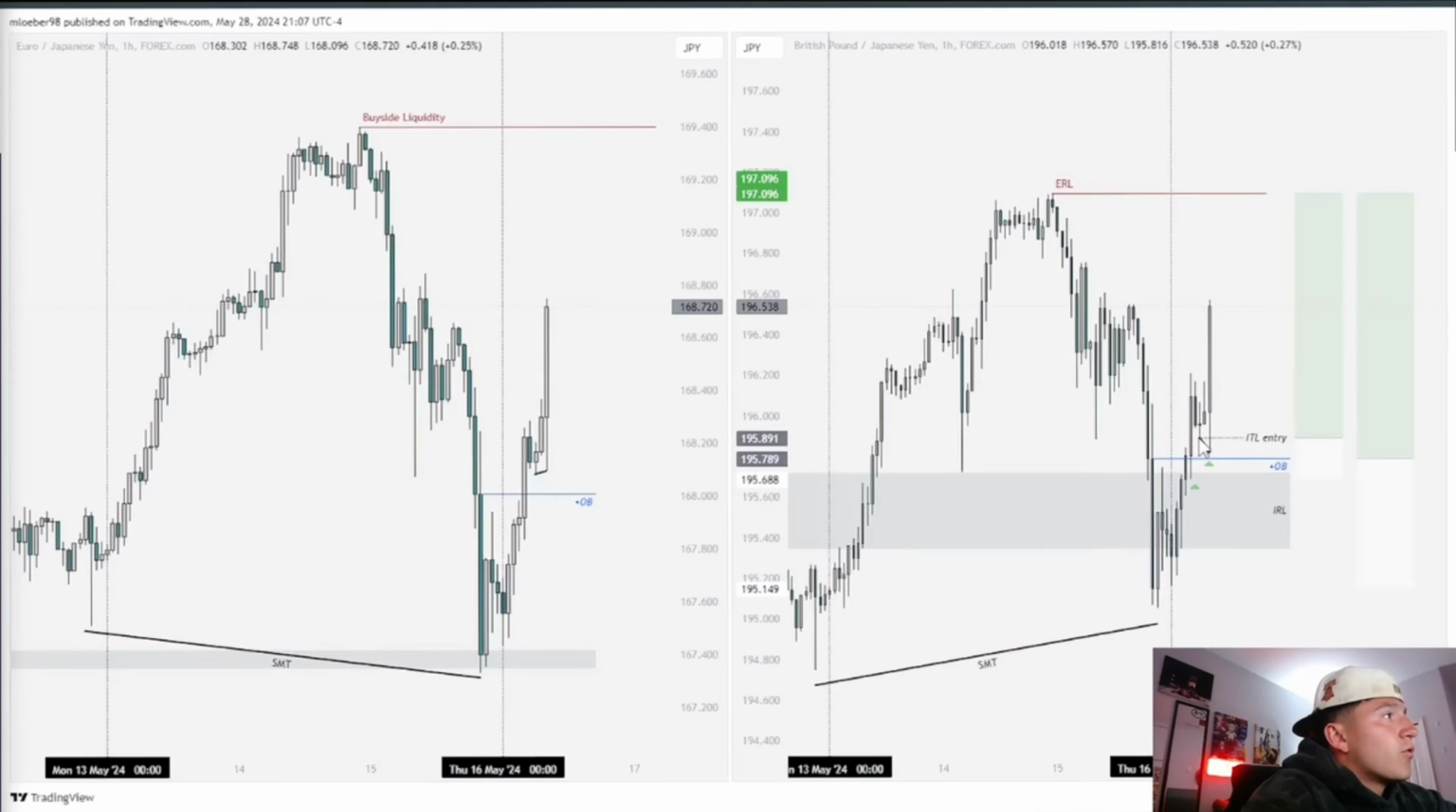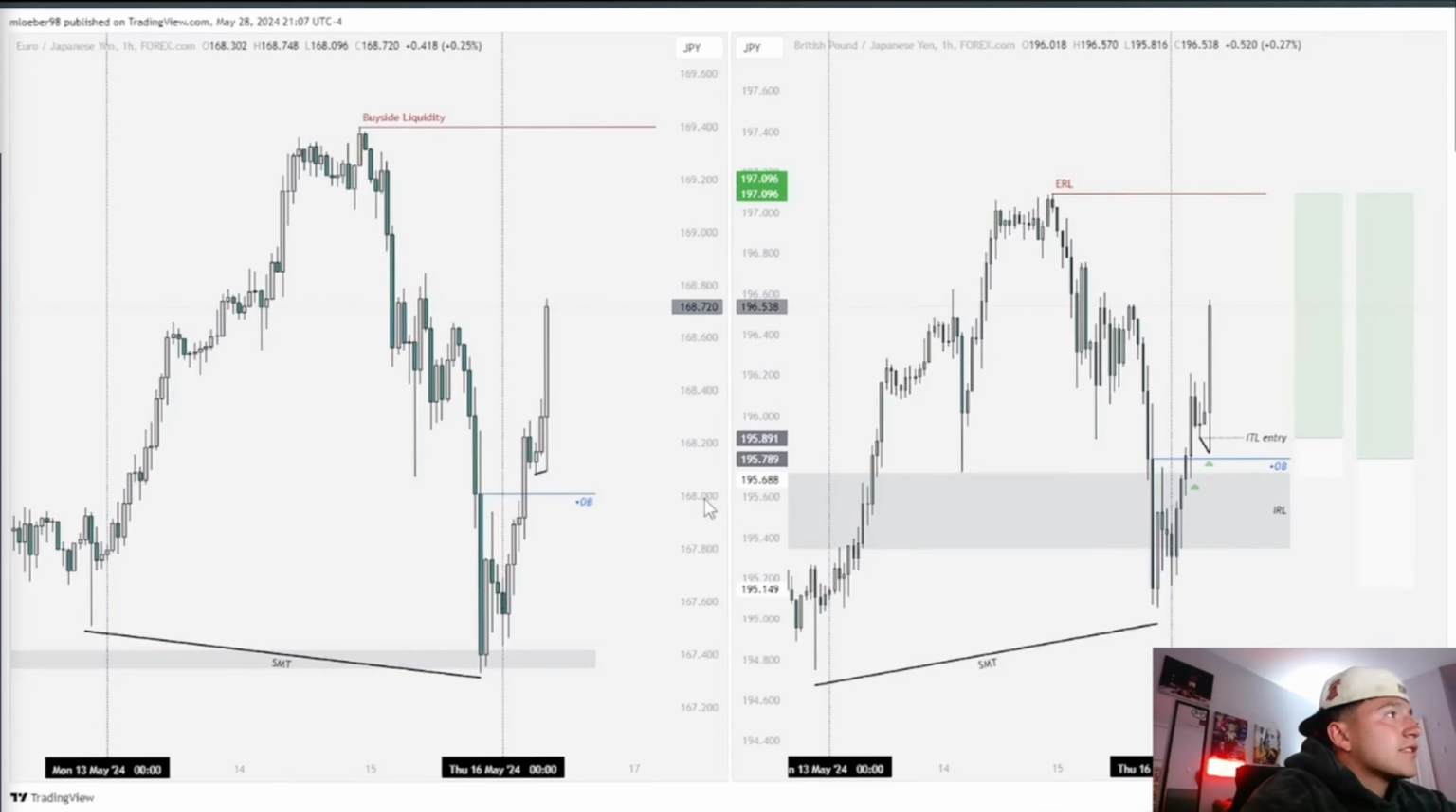I waited for price to have a run on buy stops inside of that hourly bullish fair value gap to create more SMT. And price swept a short-term low and created a lower low on GBPJPY and a higher low on Euro JPY inside of that hourly bullish fair value gap.